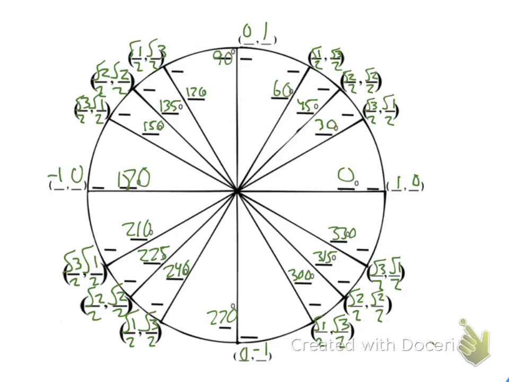You are almost done. The only thing that we still have to do is put negatives. So the question is, where are things negative? In the second quadrant, all of the x's are negative. In the third quadrant, y and x are negative. In the fourth quadrant, only the y's are negative.